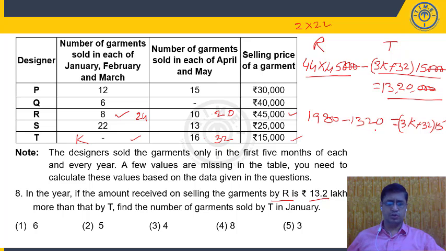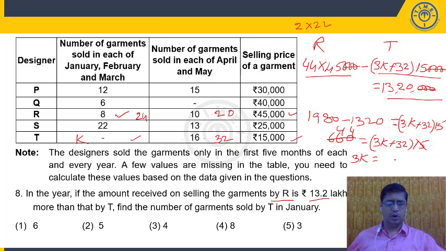So what is the difference of these two values? The difference of these two values is equal to 660. So 660 is equal to 3K plus 32 into 15. Yes, my dear students, 15 goes how many times in 60? 4 times. So here 44. 44 minus 32, it is the 3K value.